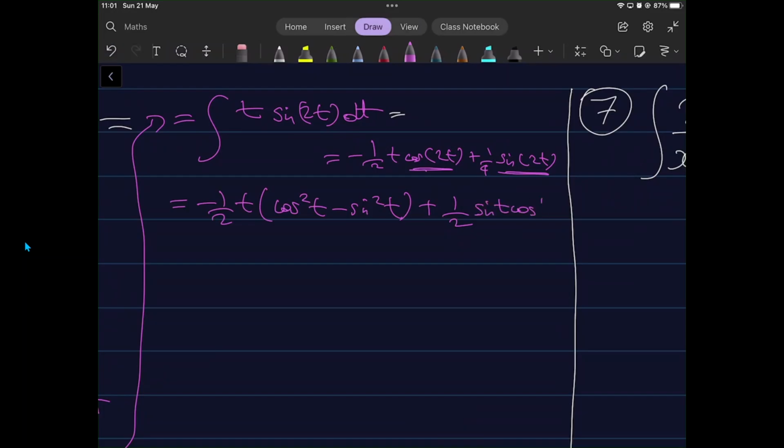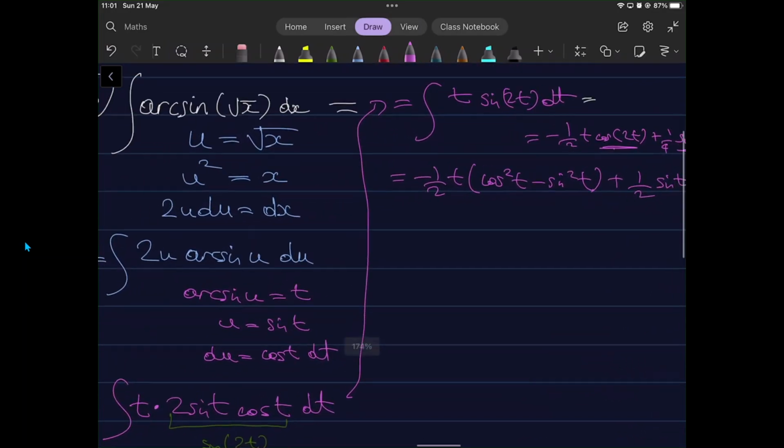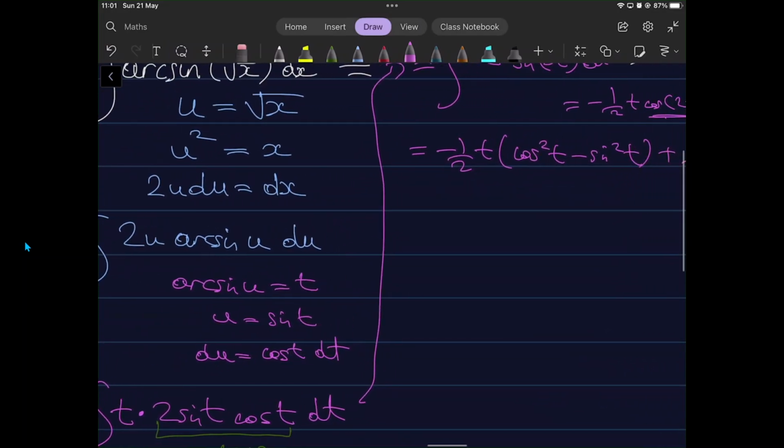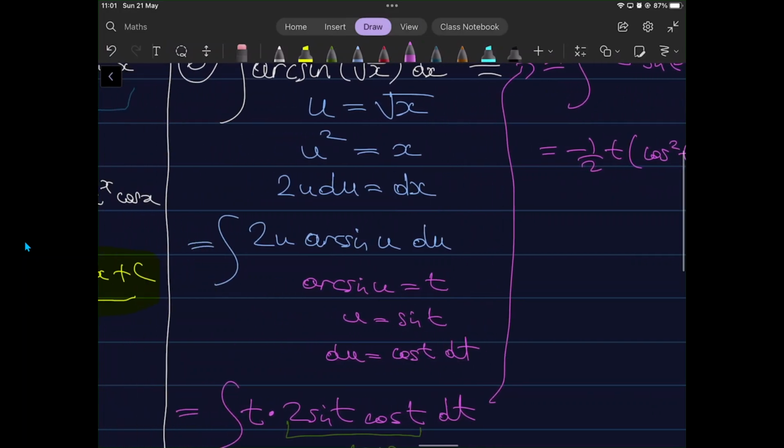I nearly wrote cotan. So the final step is to replace our t's with u's and then our u's with x's. So given that u is equal to sine of t, we don't know what cosine of t is, so let's draw a right angled triangle to accompany this, and the opposite will be u, the hypotenuse will be 1, the adjacent will be the square root of 1 minus u squared.